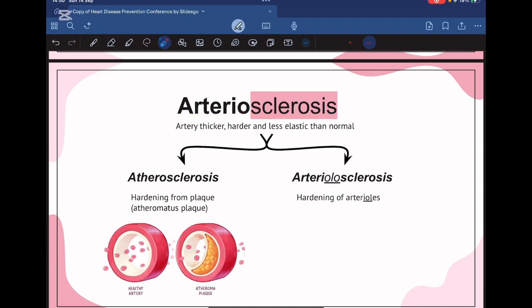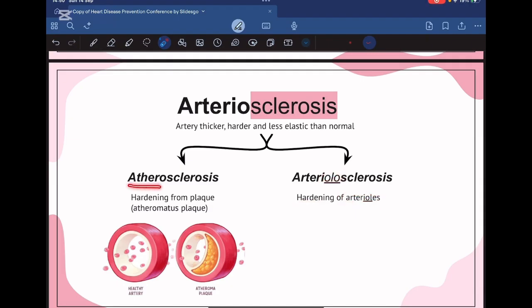Arteriosclerosis means that the artery is hardening. It's very general. Which type of artery? We don't know. It's describing a general disease that makes the artery thicker, harder, and less elastic than normal. Okay? And we have two types. Either arteriolosclerosis, which means hardening of the arterioles and the small vessels. From the word also we can cheat.